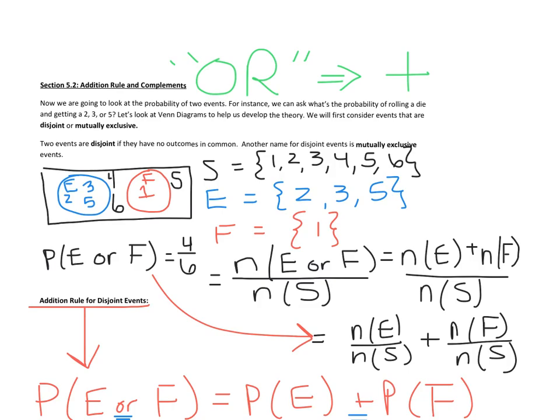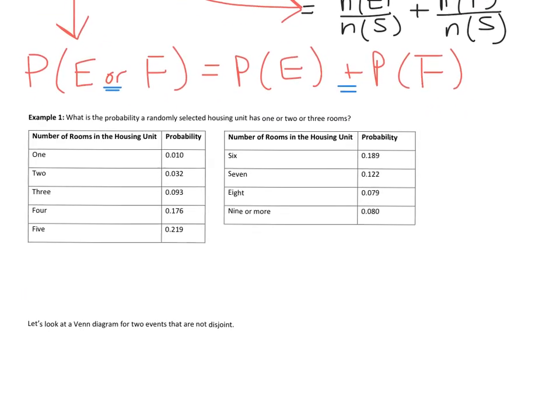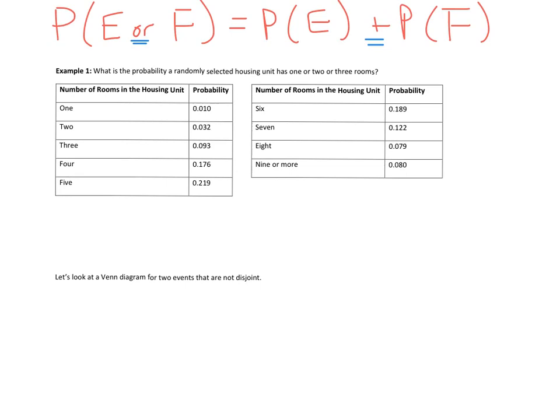All right, so let's look at some simple examples. So here we're asked, what is the probability a randomly selected housing unit has 1 or 2 or 3 rooms? I always like to write down what the problem's asking. So it's the probability of 1 or 2 or 3 rooms. So we get to do our addition rule twice. Notice that the rooms in these housing units, 1, 2, and 3, are disjoint. There's no way a housing unit can have both 1 room and 2 rooms at the same time.